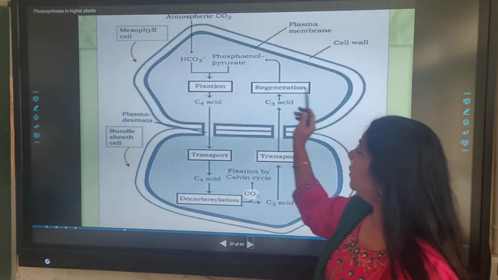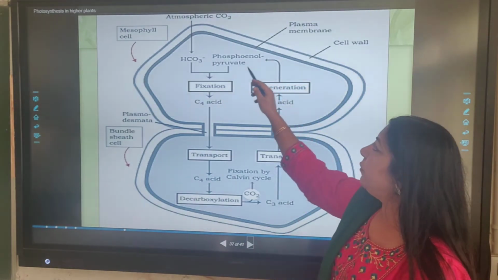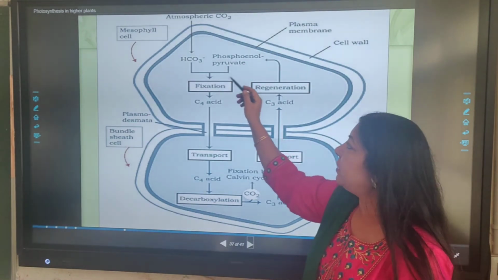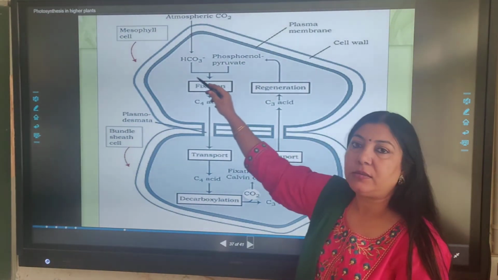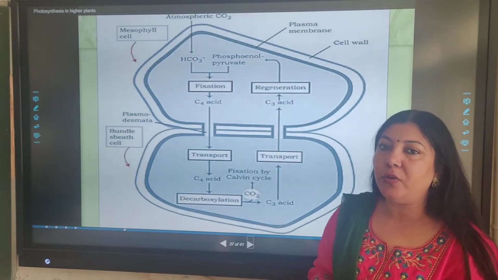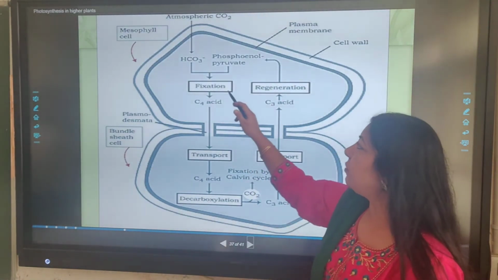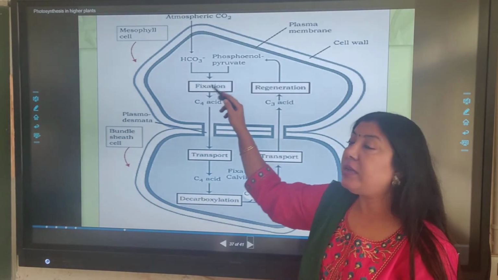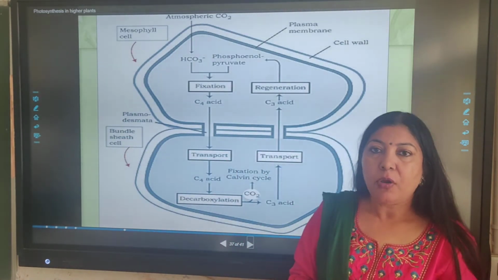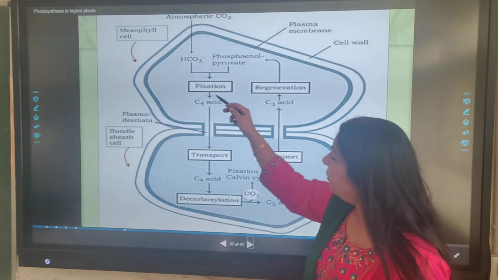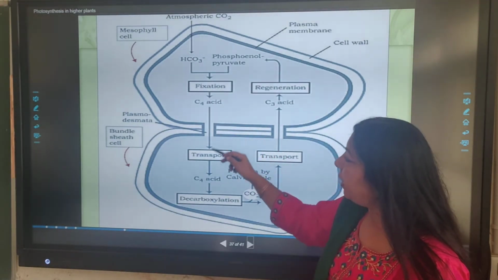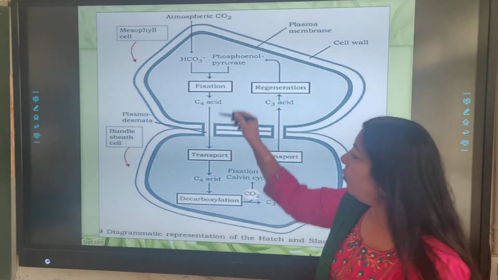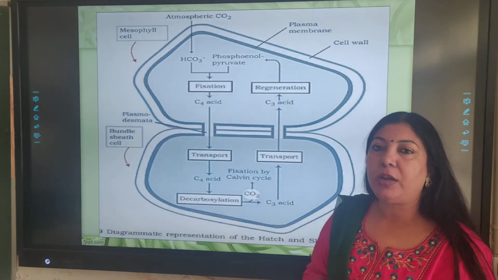So what happens? First of all, the primary acceptor is phosphoenol pyruvate, PEP. It accepts the atmospheric carbon dioxide. Fixation takes place. The first stable compound produced is a C4 compound, which is called oxaloacetic acid. This oxaloacetic acid is converted to either malic acid or aspartic acid, and then that C4 acid is transported through plasmodesmata because there are no intercellular spaces. So only through plasmodesmata they are transported.